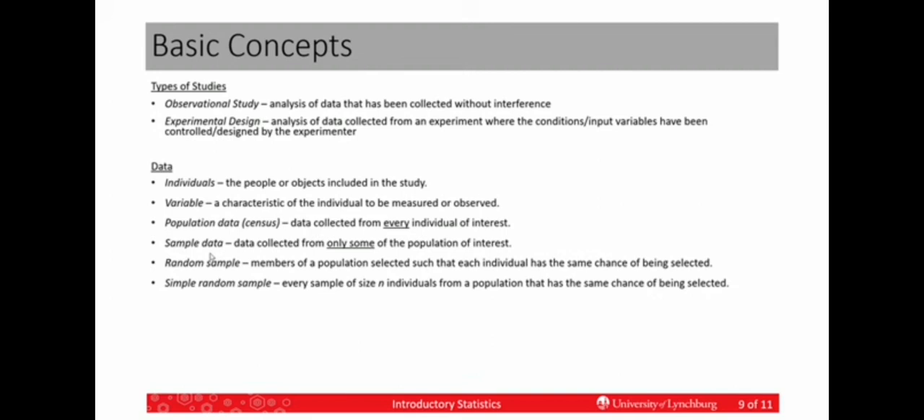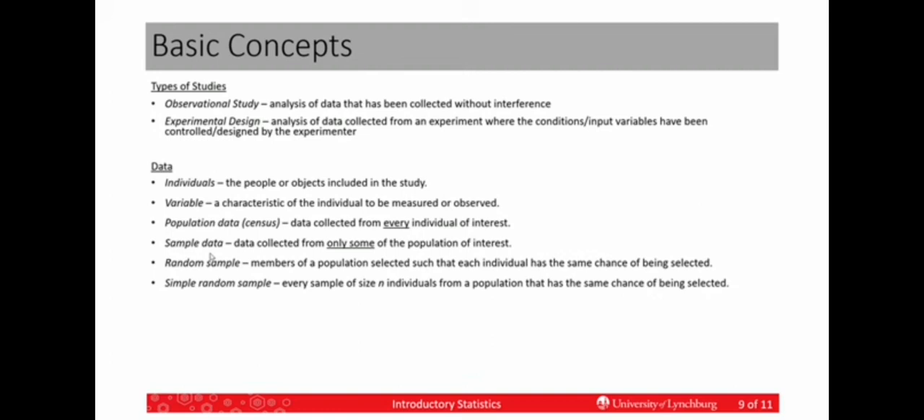So a random sample means that any individual in the population has exactly the same chance or probability of being selected. A simple random sample now does not talk about an individual, it talks about a group of individuals. Let's say size n. So we could let size n be, say, 30.